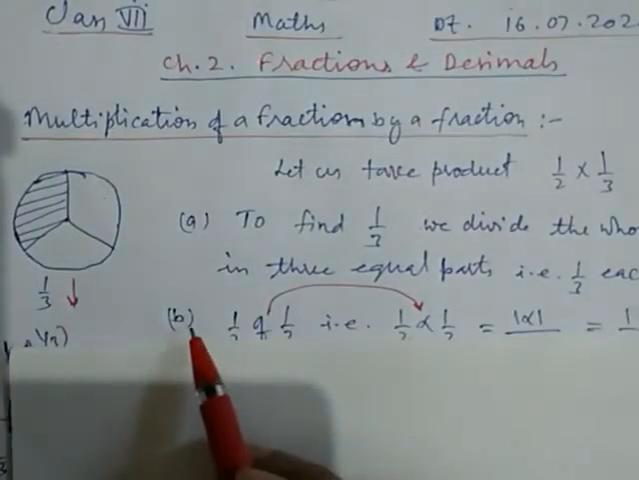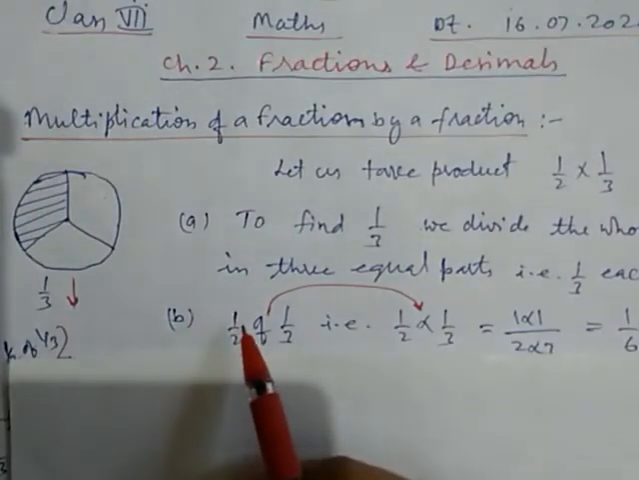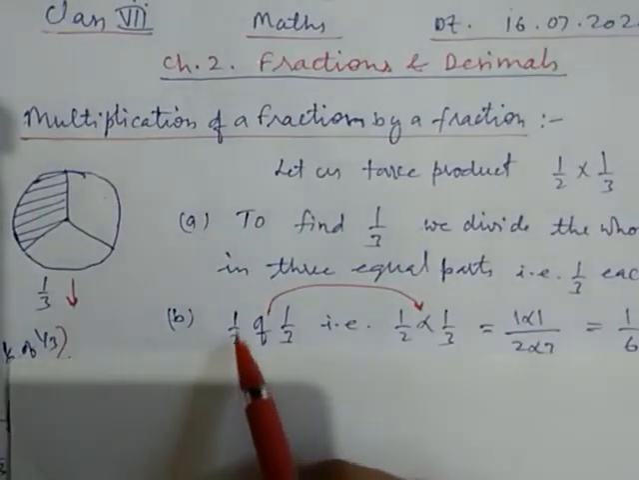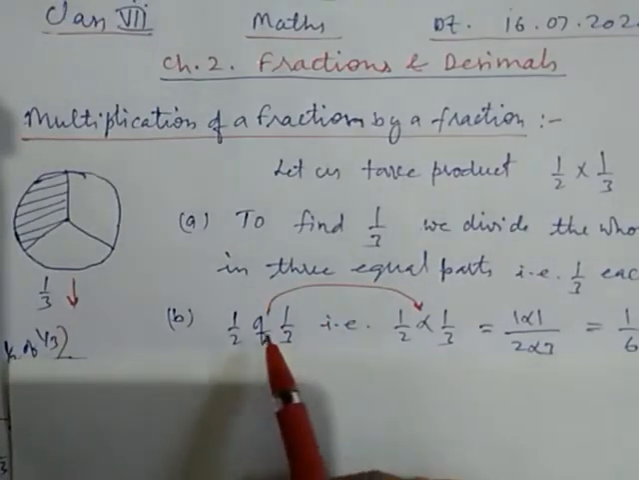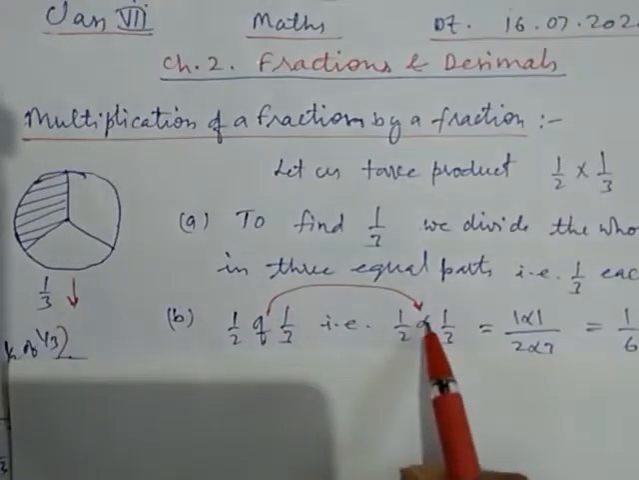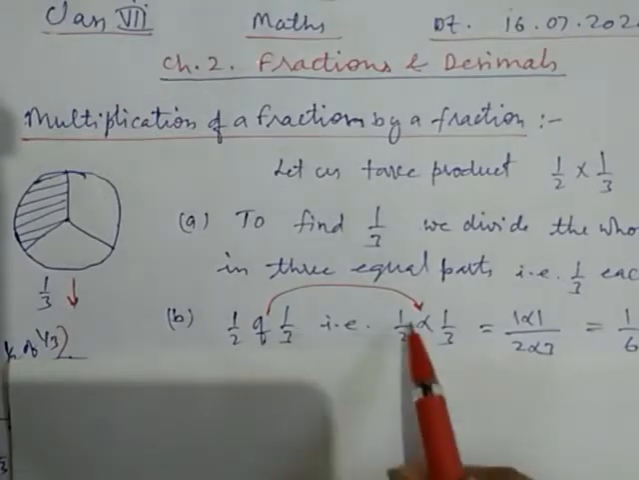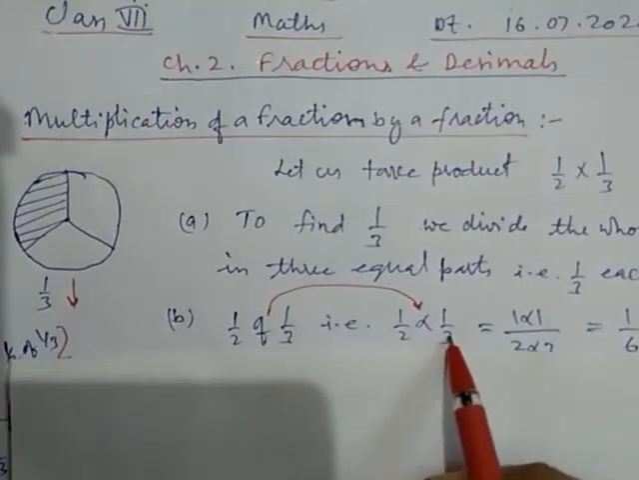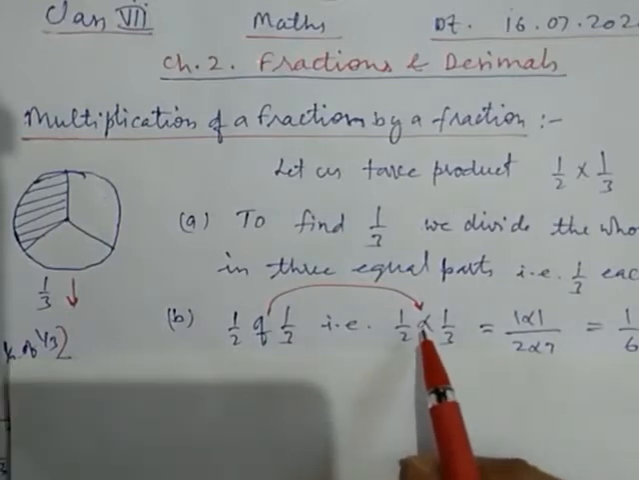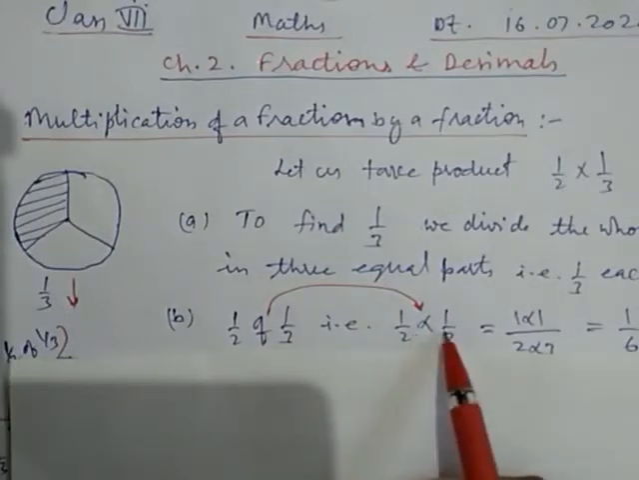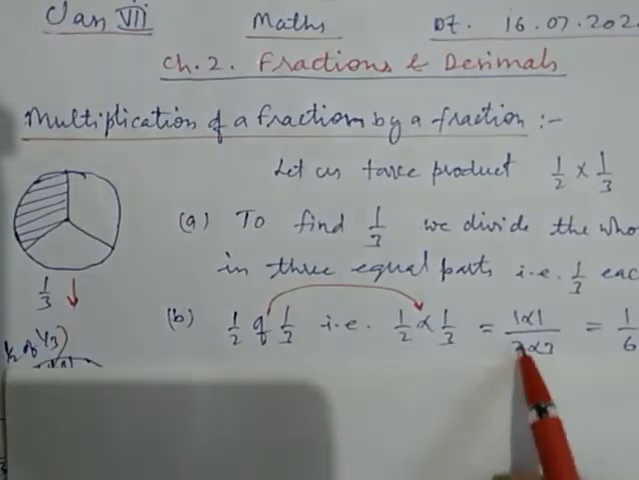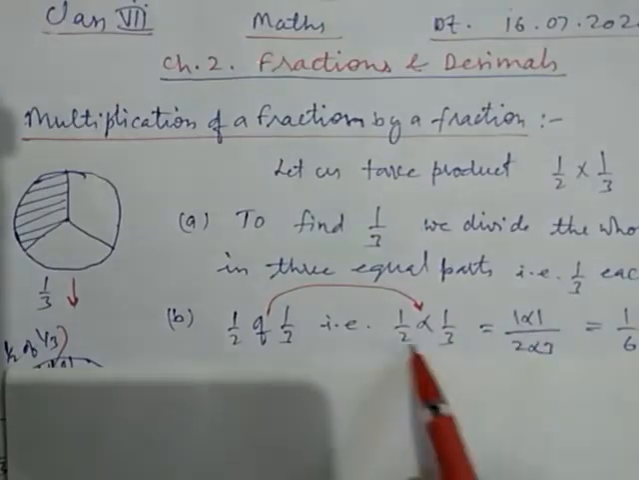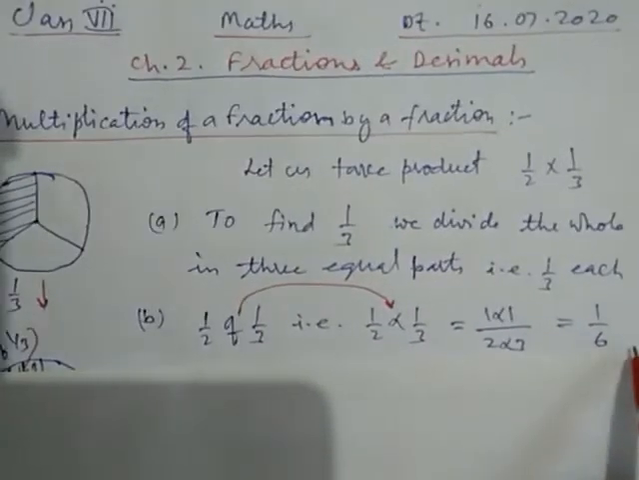Second step. What is the meaning of half of 1/3? Half of 1/3 means, as we know, "of" plays the role of multiplication. So 1 by 2 of 1 by 3, that is 1 by 2 times 1 by 3. When we multiply two fractions, what do we have to do? We just multiply the numerators and multiply the denominators. So 1 into 1 and 2 into 3. So it becomes 1 by 6.